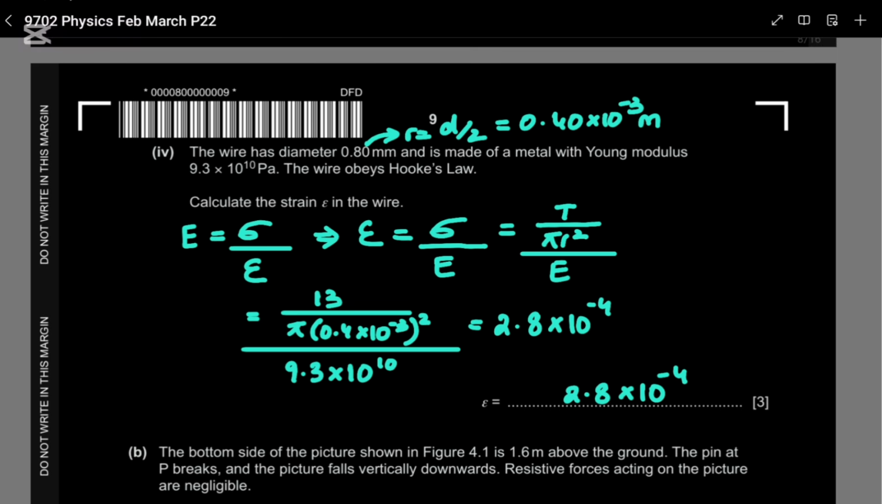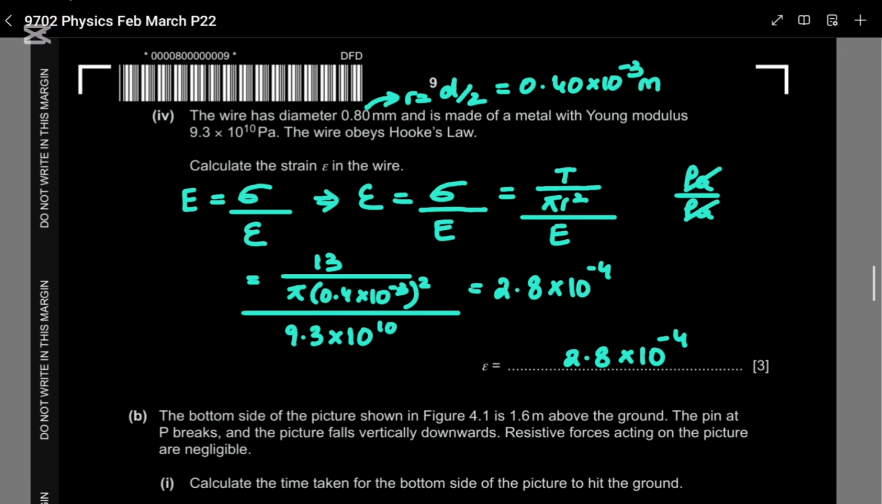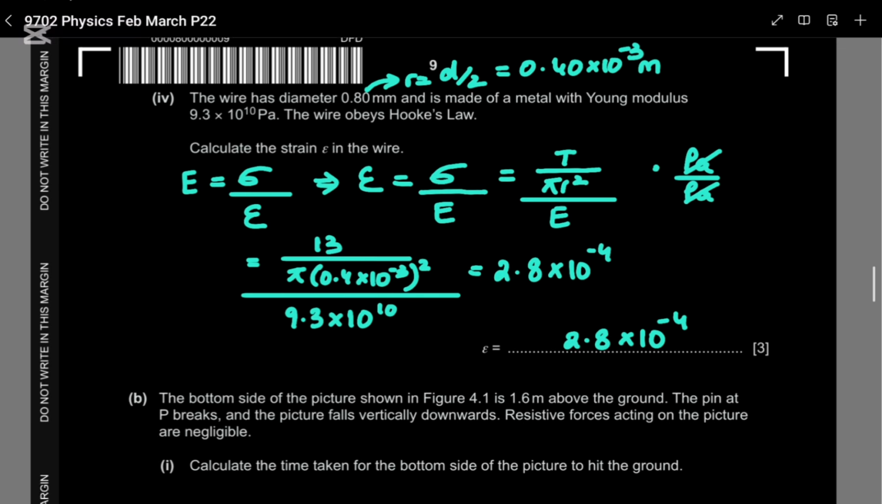By the way, notice that we have no units. Why? Because stress is given in pascals and Young modulus is also given in pascals, so they both cancel out. Strain anyway does not have any unit, so that's why there is no unit.